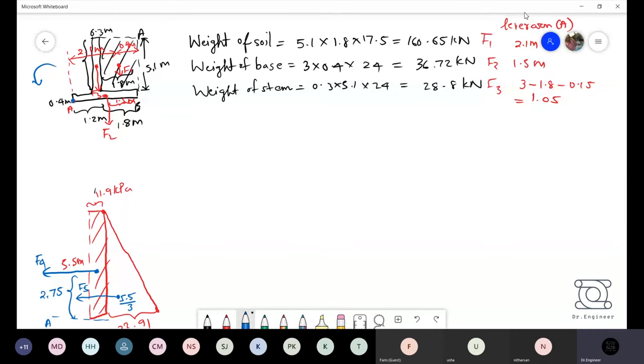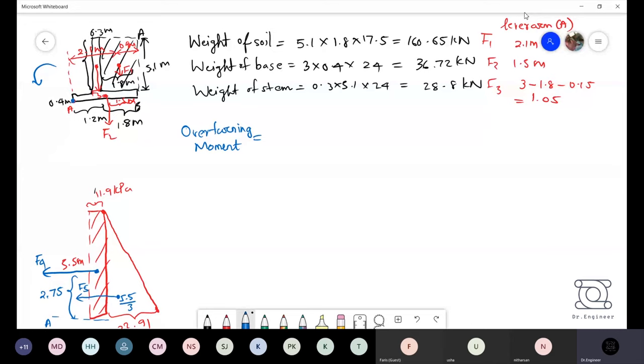So we have to find two moments, that is overturning moment and the resisting moment. So overturning moment is which is causing the retaining wall to fall. Who is trying to collapse? This F4 and F5. So before taking the moment, you have to find what is F4 and F5.